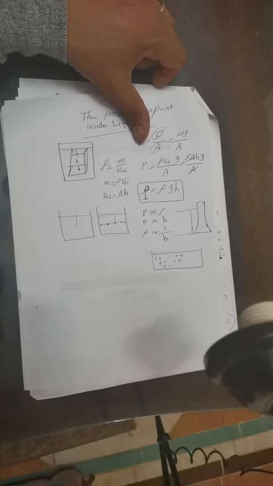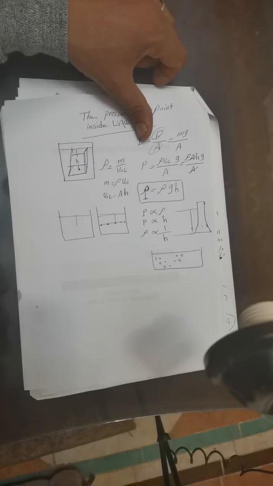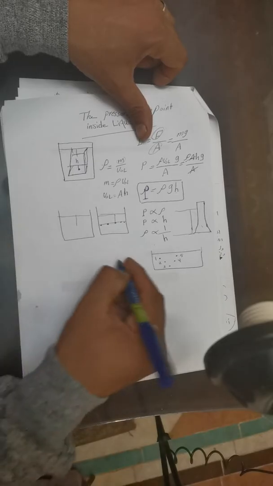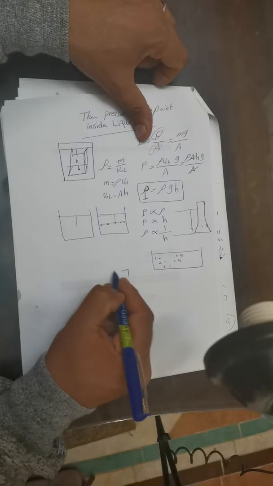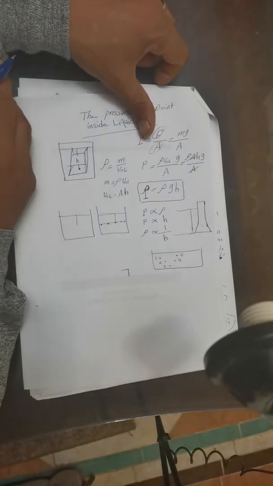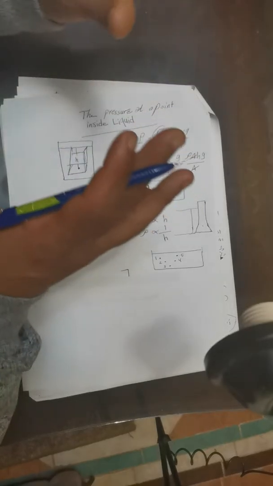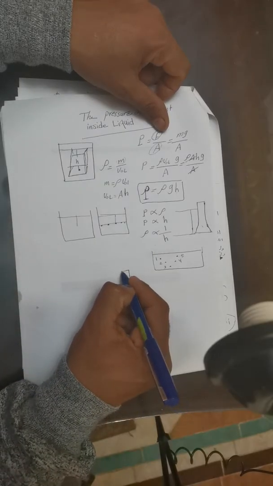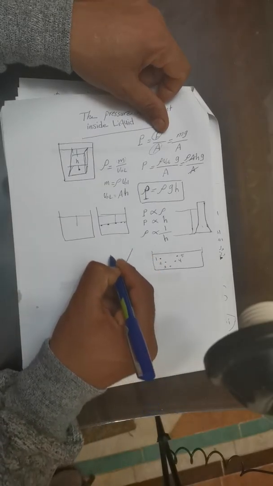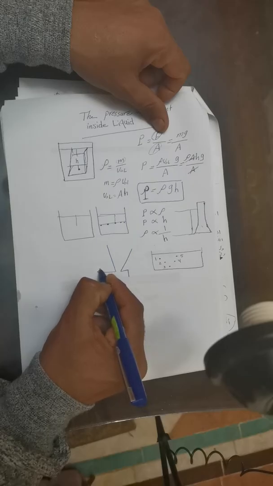This rule is related to connected vessels. Connected vessels are different vessels, different in shape, different in capacity, different in direction, connected together, which is called connected vessels.